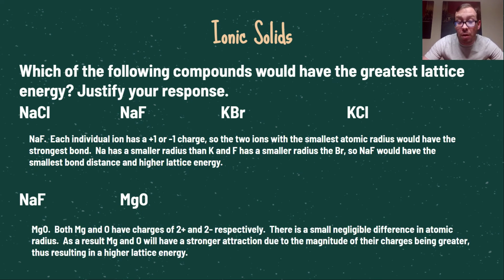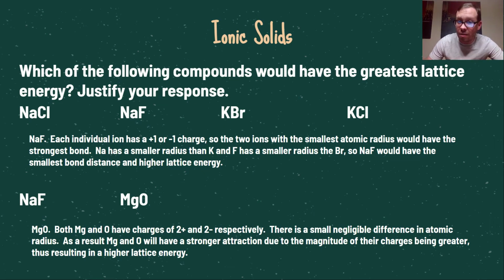Both Mg and O have +2 and 2- charges respectively. There's a negligible difference in atomic radius, so Mg and O will have a stronger attraction due to the magnitude of their charge being greater, which results in higher lattice energy, as well as higher boiling point and higher melting point.